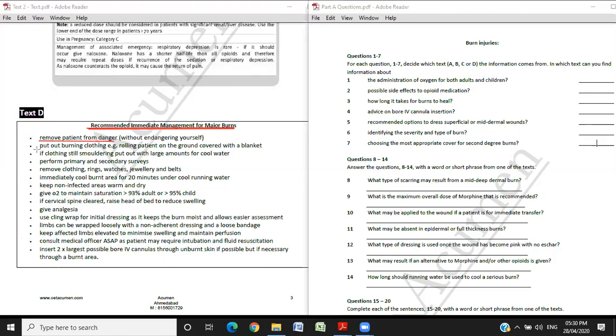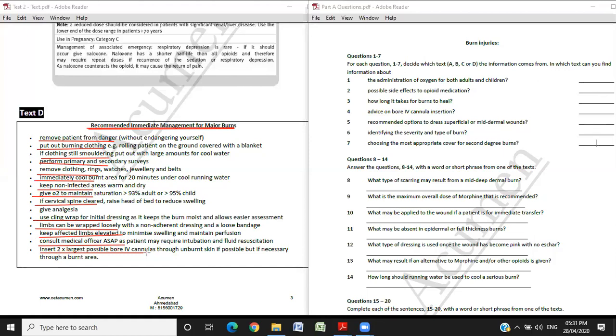Remove, clothing, one more point on clothing, survey, okay, cool, non-infected, give oxygen, what to do if the cervical spine is affected, what kind of wrap should be used, what to do with limbs, consult medical officer, and insert IV cannula. So we read the first two, three words of each bullet point, and that's enough for skimming.